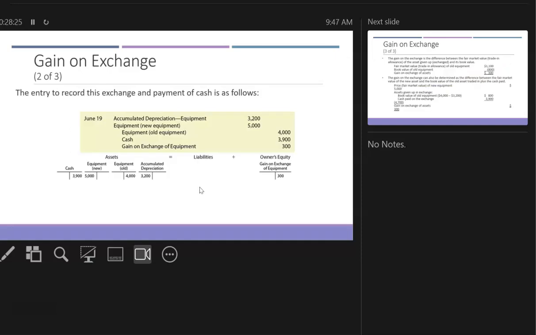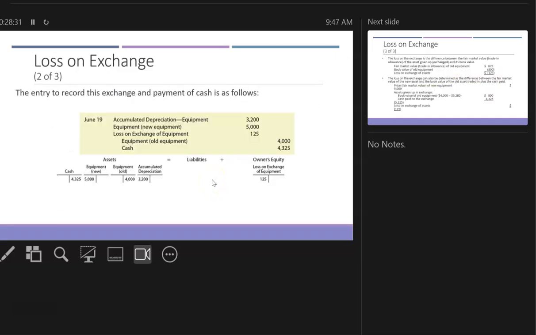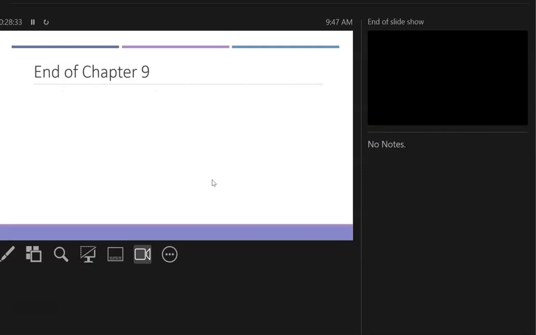But when there is an exchange, you may have a gain or you may have a loss on the exchange of an asset. Any questions before we end, guys?